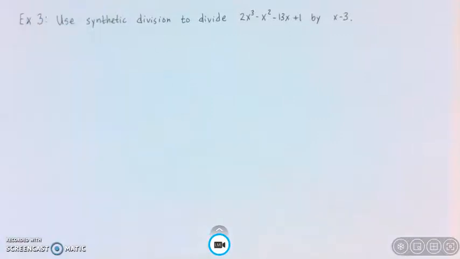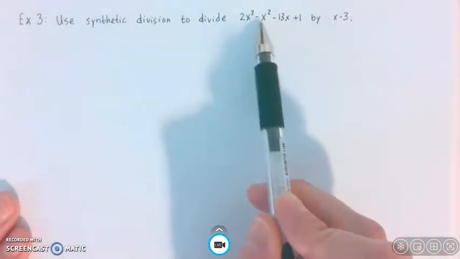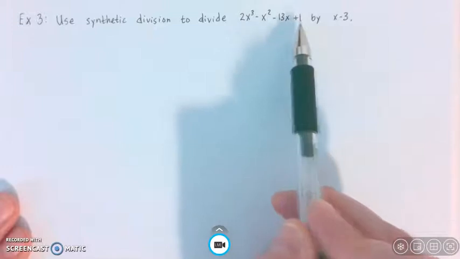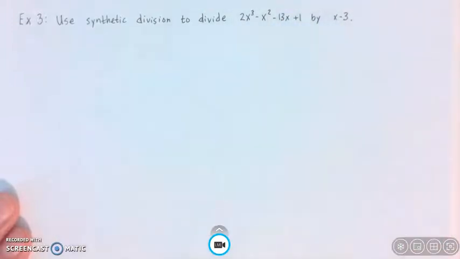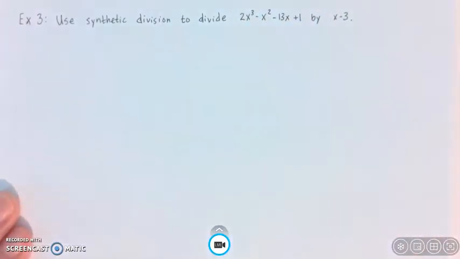In this example, we're going to use synthetic division instead of long division to divide 2x cubed minus x squared minus 13x plus 1 by x minus 3. Long division will definitely work here. In fact, long division always works, but it's nice to use synthetic division when possible.